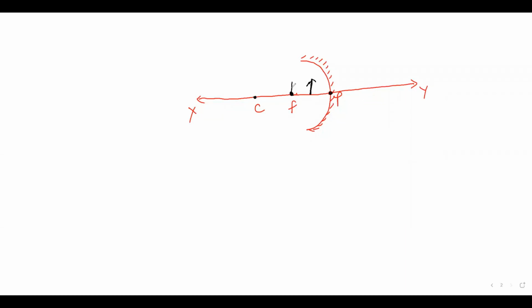Next case, object is kept at focus. Next case, object is kept between center of curvature and focus. Next, object is kept at center of curvature. Next, object is kept beyond center of curvature. Next, object is kept at infinity. Rays are coming from infinity. These are the 6 cases, 6 types of images formed, 6 ray diagrams. Okay.